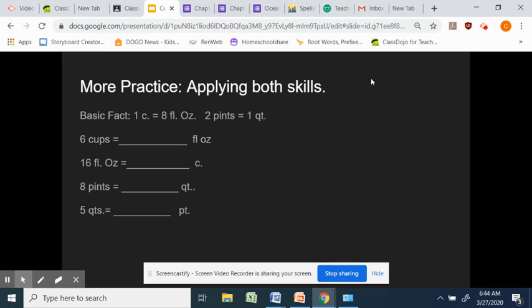I just wrote down my basic facts again. I didn't write all of them, but this is what we're going to be using.